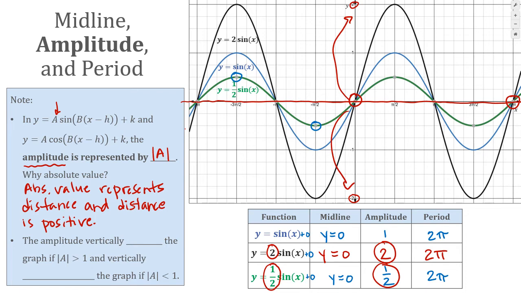And we would say that the amplitude is vertically stretching. So it vertically stretches the graph if that absolute value of a is greater than 1. We saw that with the 2. And it is vertically compressing it if that absolute value of a is less than 1. And we saw that with the 1/2. So midline is a vertical shift up or down. An amplitude is a vertical stretch or compress. Both of those are vertical changes.